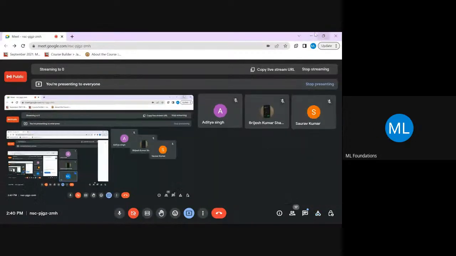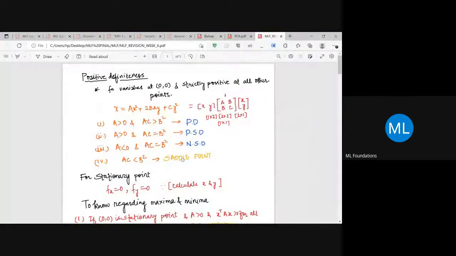Sure. So the other part is the positive definiteness. For positive definiteness, I asked you about one quadratic equation, right? How will you tell whether the given quadratic equation will be an upward or a downward curve? If a is positive, here you can see the equation: a x squared plus 2bxy plus c y squared equals 0, right? Can you see this?